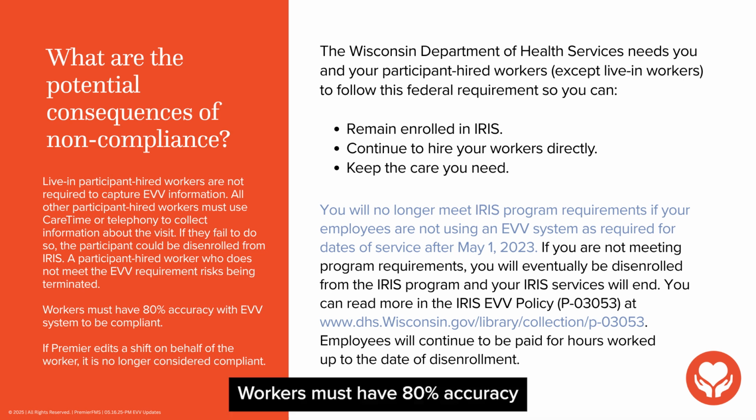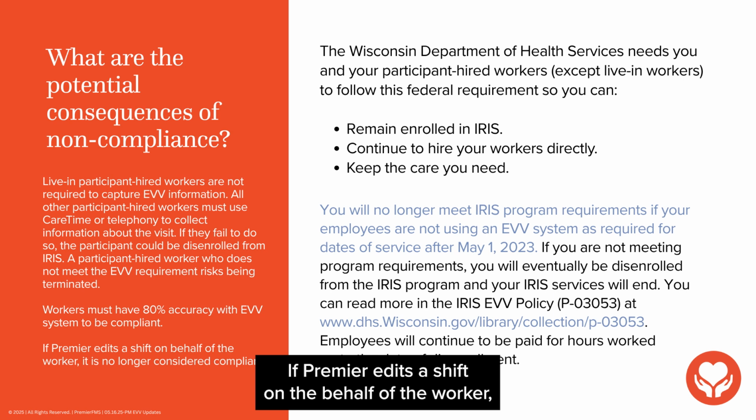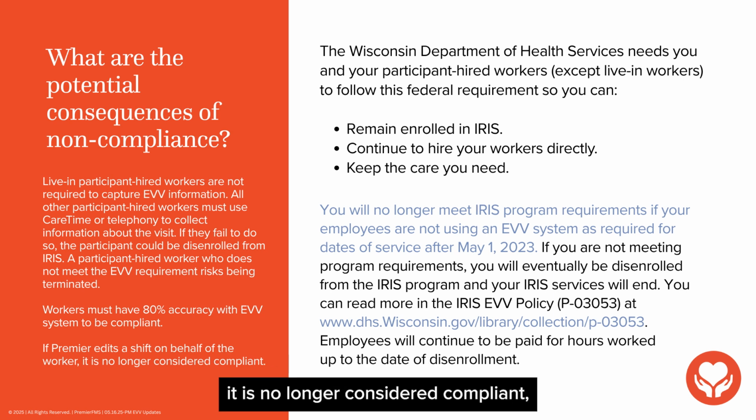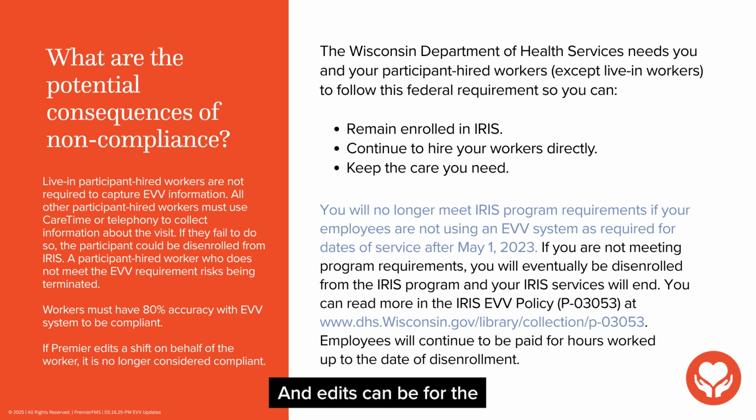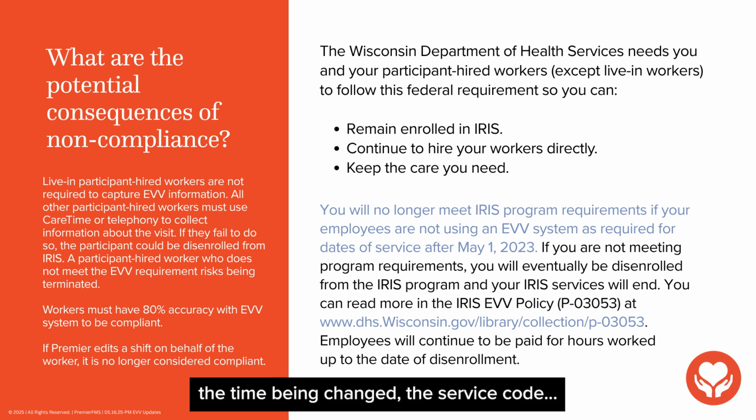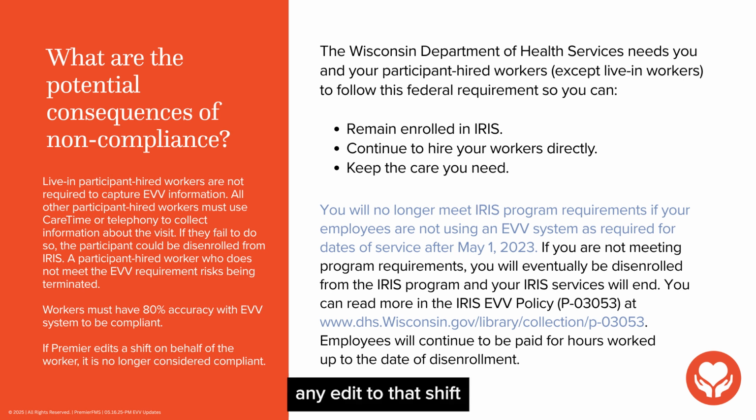Workers must have 80% accuracy with the EVV system to be compliant. If Premier edits a shift on behalf of the worker, it is no longer considered compliant, as well as if the worker or participant makes those edits. And edits can be for the time being changed, the service code; any edit to that shift would be non-compliant.